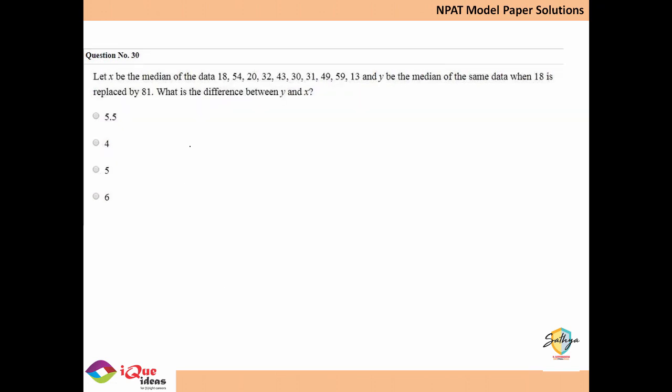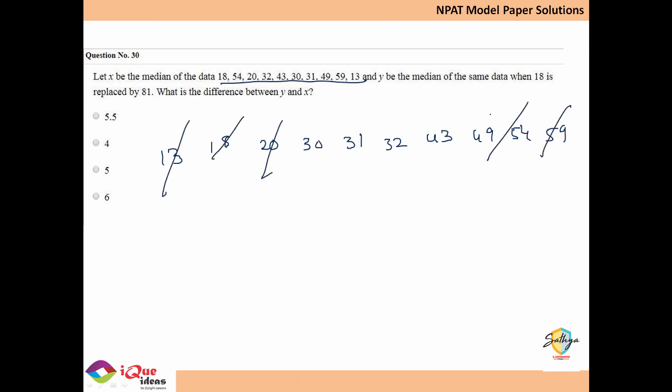Now, X is the median of the data. Now this is a very simple problem. Median actually means the value which is in the middle, right? So if X is the median of the data, I first need to arrange all these numbers in ascending order. So I arrange the numbers. I get 13, 18, 20, 30, 31, 32, 43, 49, 54 and 59. So the median value will be the middle value. So I keep eliminating numbers from the ends. So these two numbers are in between. So X, the middle value, is (31 plus 32) divided by 2, which is 31.5.